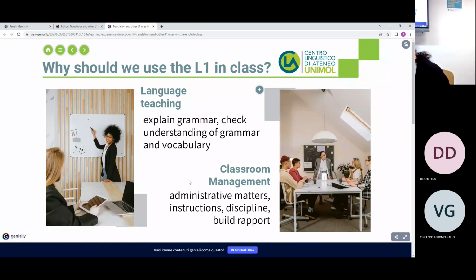So why should we use L1 in class? In general, there are a lot of different reasons. These are just the most common ones. There's a lot to read about it. So if you're interested, please ask. There's one part which is classroom management.